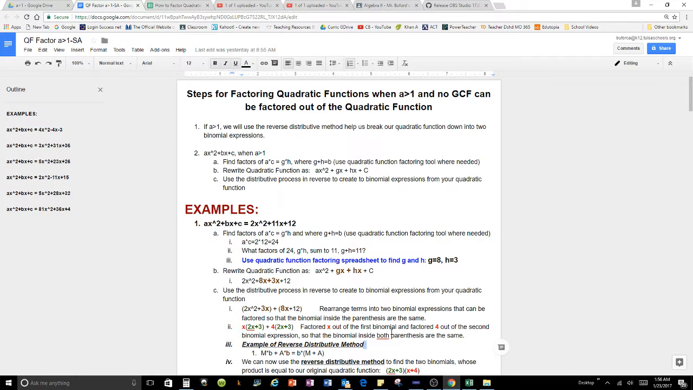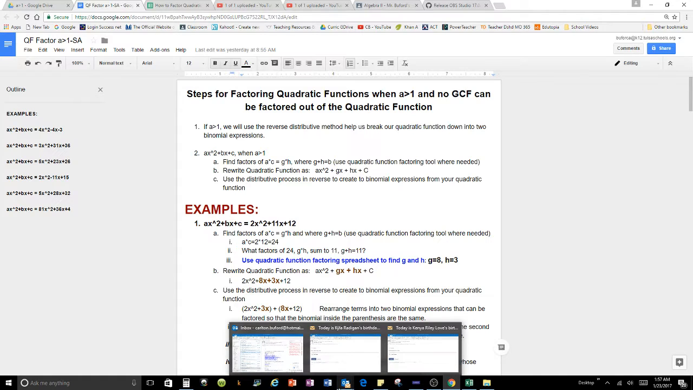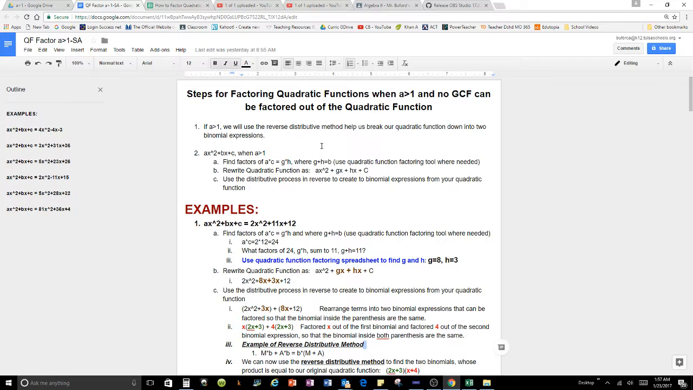Well, the process is a little different. We're still going to look for g and h values, but instead of finding a g and an h value that will pretty much solve our problem. Remember, we're looking for two binomials where the product of those two binomials equals the quadratic function that we're looking for, and all we had to do was find a g and h for those two binomials, and that would give us the factors.